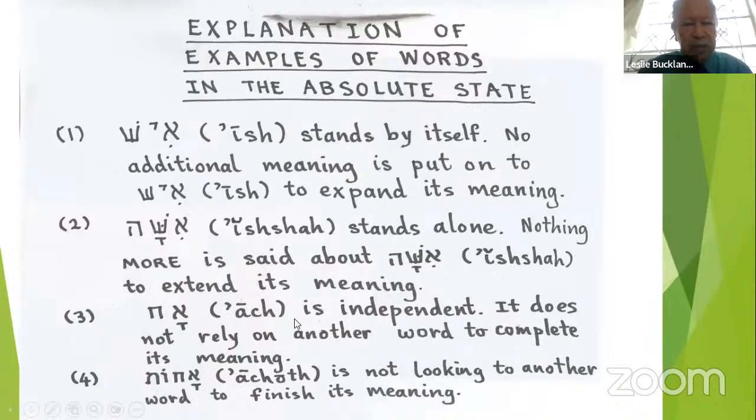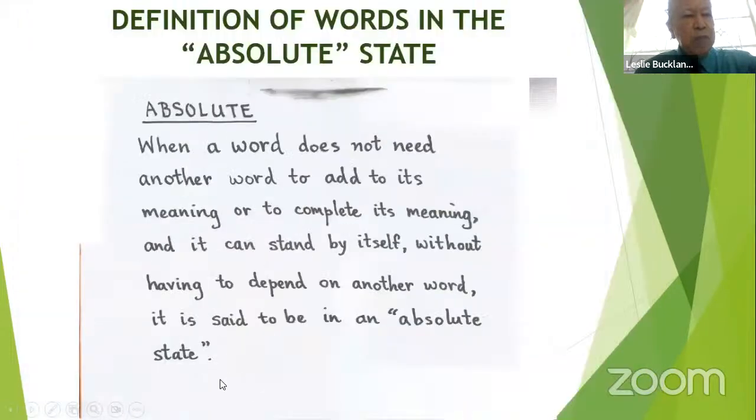Number three, ak is independent. It does not rely on another word to complete its meaning. Number four, akoth, which is sister, is not looking to another word to finish its meaning. So going back to the first slide here, absolute: when a noun does not need another word to add to its meaning or to complete its meaning, and it can stand by itself without having to depend on another word, it is said to be in an absolute state.